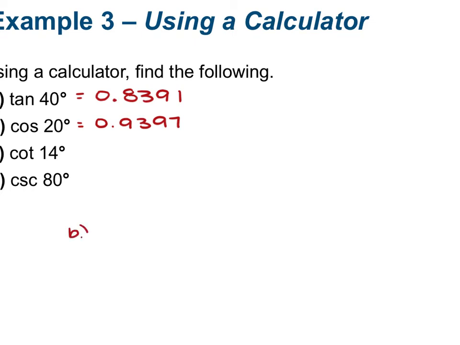For example B, we have the cotangent of 14 degrees. This is the same exact thing as putting into our calculator 1 divided by the tangent of 14 degrees. If we do that, we get 4.010780934. Again, we're going to round to the 4th decimal place, so this just gives us 4.0108.